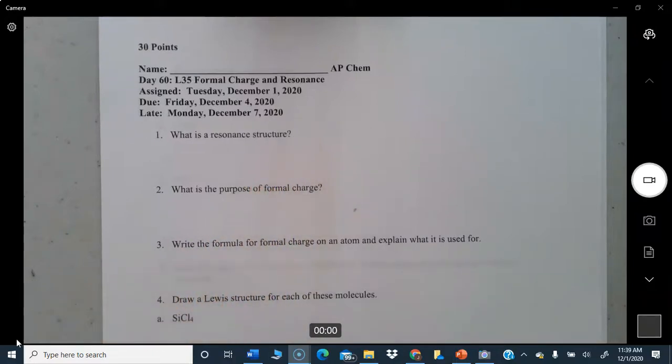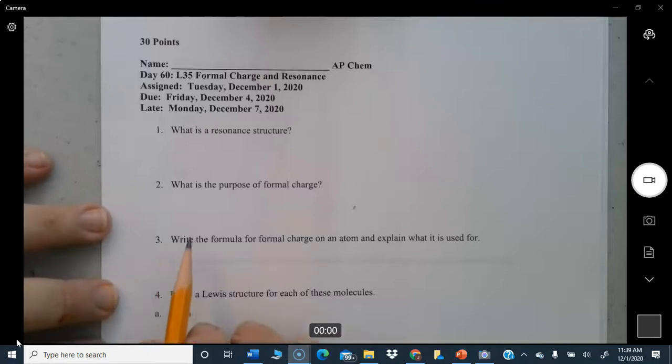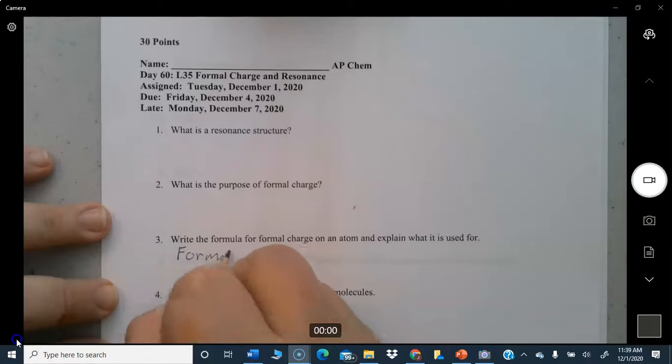Those are answered in the instruction video, so watch the instruction video and answer those two questions. Write the formula for formal charge on an atom and explain what it is used for. Let's go ahead and do that because we're going to need to use it for these answers. So here it is.